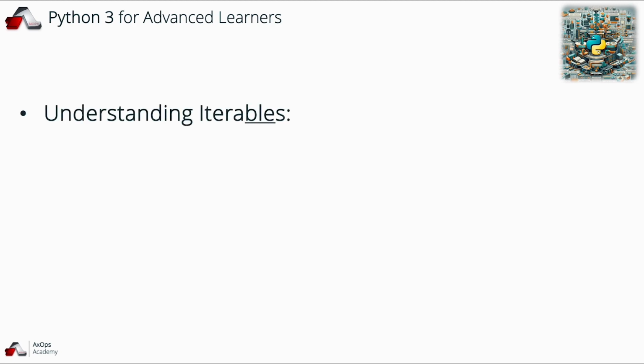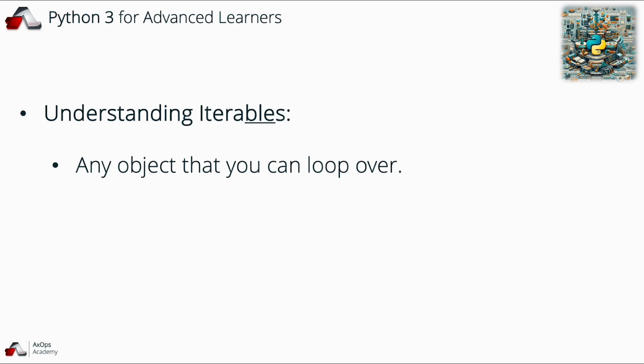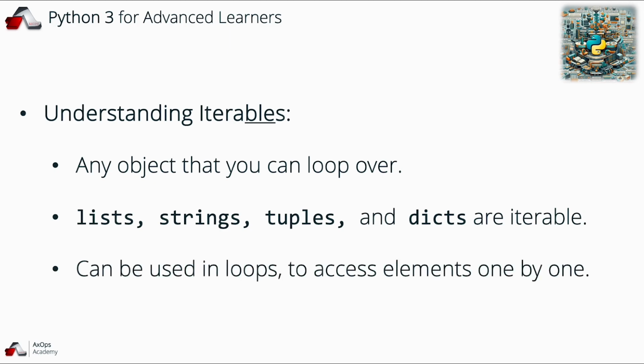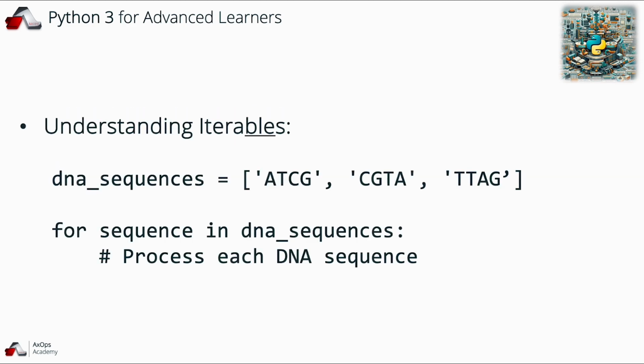Let's begin with iterables. An iterable in Python is any object that you can loop over. Common examples include lists, strings, tuples, and dictionaries. These objects allow you to use them in a loop, like a for loop, to access their elements one by one. Consider a scenario in genome pattern recognition where you have a list of DNA sequences. The list being iterable means you can loop over it to process each sequence in the list of sequences. That is, loop over each item in the list one by one.